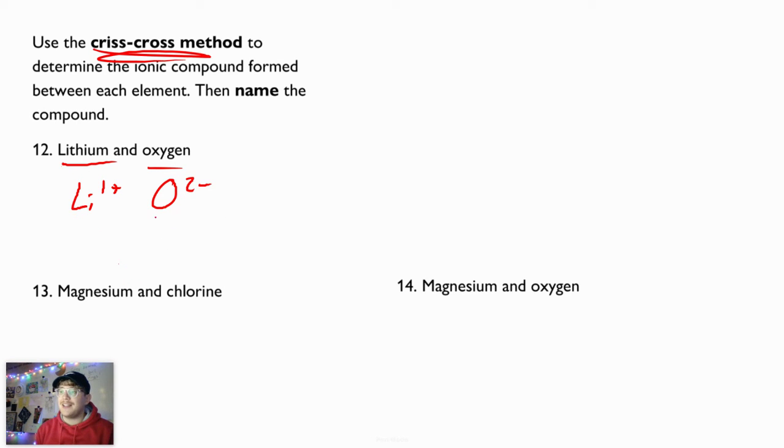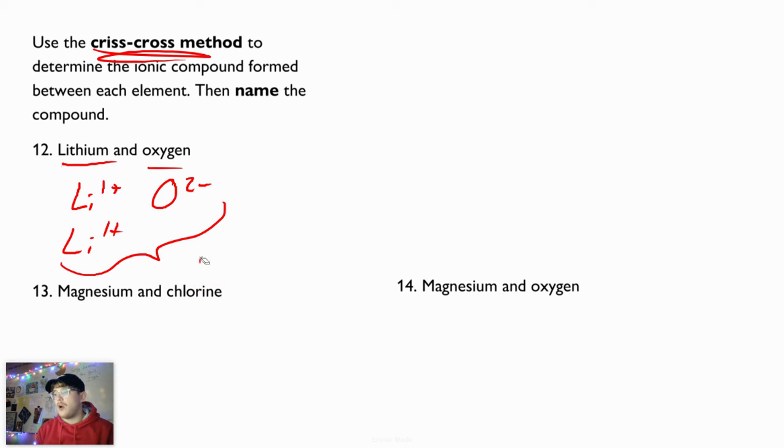So how am I going to get these to cancel? I need to add another lithium. So now if I were to add up all the charges, 1 plus 1 is 2, minus 2 is 0. Now they all cancel. So what would my formula be? It'd be I needed 2 lithium and 1 oxygen. It's Li2O.